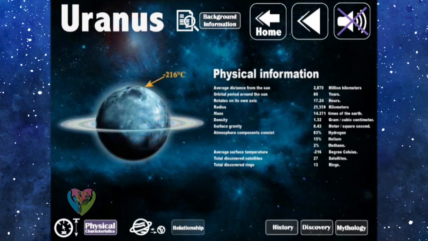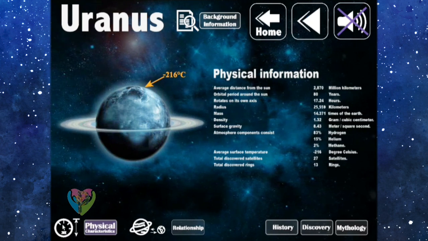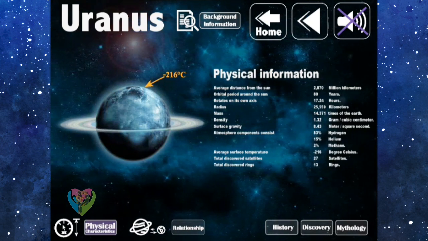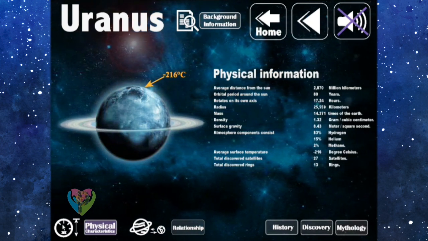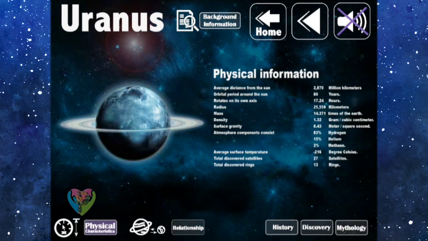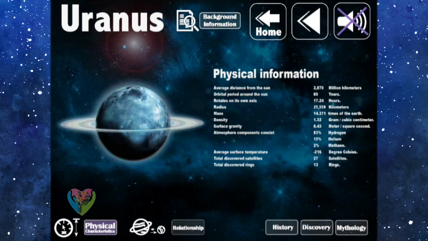Average surface temperature is negative 216 degrees Celsius. Total discovered satellites are 27 satellites. Total discovered rings are 13 rings.